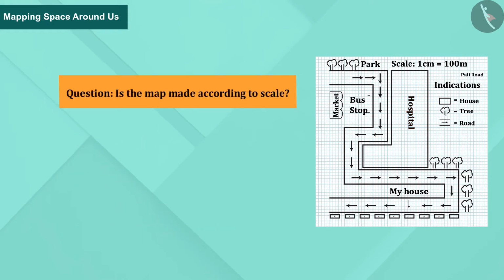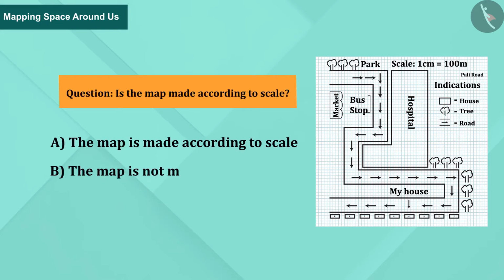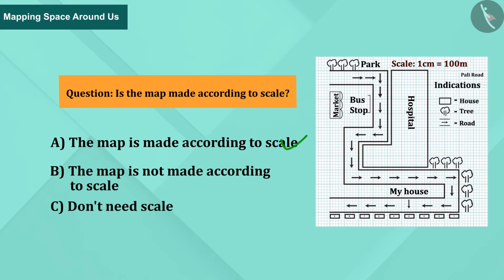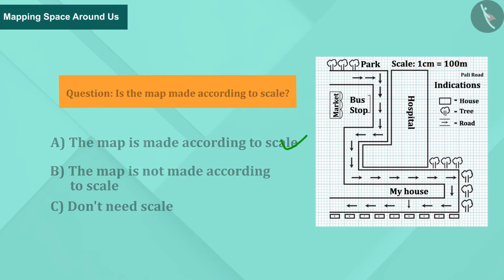Is the map made according to scale? A. Is made according to scale. B. Is not made according to scale. C. Don't need scale. You got this right. This map is made according to the scale.